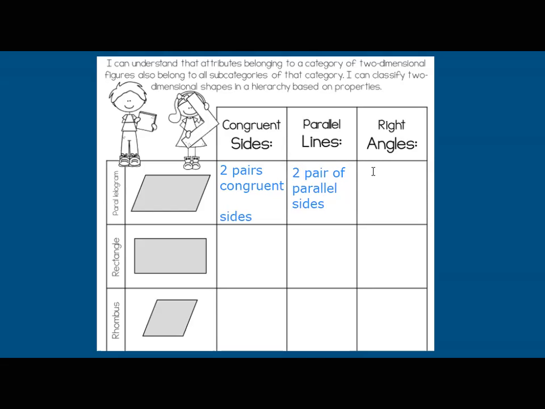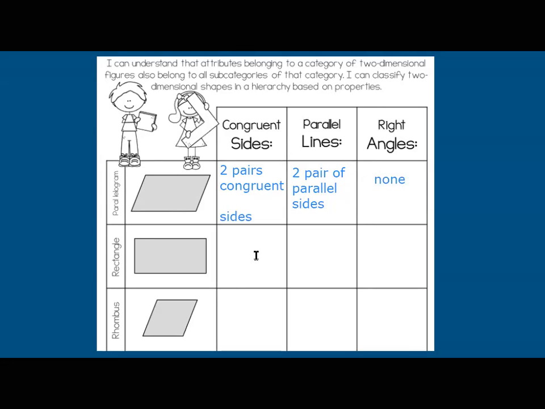And the last thing we want to look at is, does the parallelogram have any right angles? Well, we know that a right angle is a 90-degree angle. It looks like the shape of an L. And if we look at the parallelogram, we are not seeing any right angles. We can say that there are none.